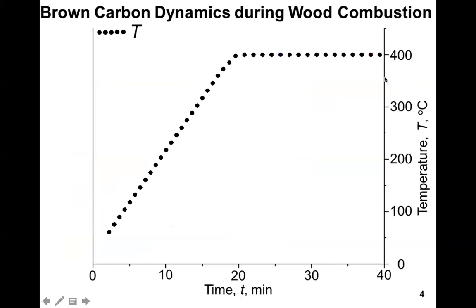So, on the y-axis, at the right-hand side of this plot, I'm presenting you the furnace temperature that has been obtained as a function of the residence time shown on the x-axis. The temperature is increased at a rate of 20 degrees per minute. So we reach the 400 degrees at about 20 minutes, and then we hold the temperature constant for about another 20 minutes.